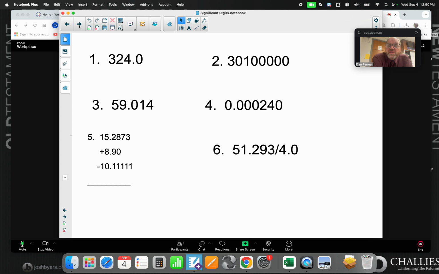All right, I've got a bunch of problems here. Why don't you pause the video and try them out. What I want you to do for these 4 problems is figure out how many sig figs, and then do this math problem and this math problem. This one for addition, this one for multiplication. See what we come up with. Pause it now.